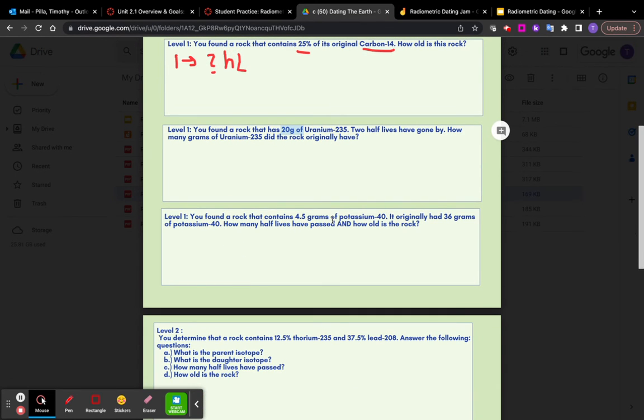Last level 1. You found a rock that has 4.5 grams of potassium-40. It originally had 36 grams of potassium-40. How many half-lives have passed?